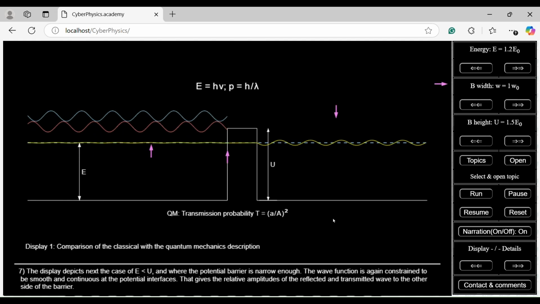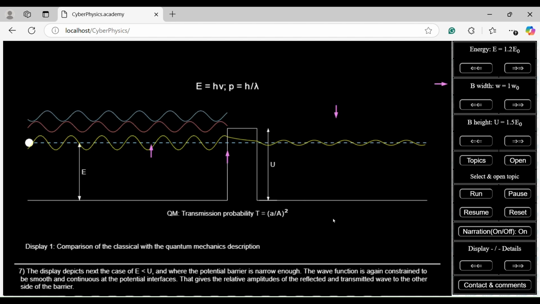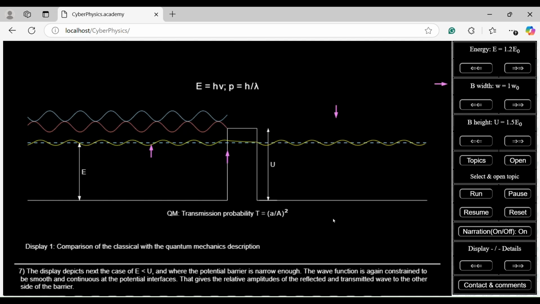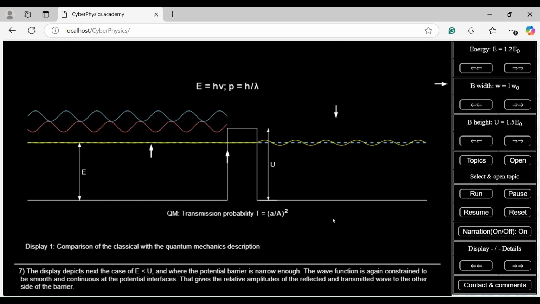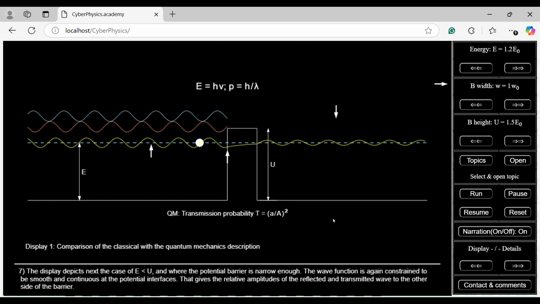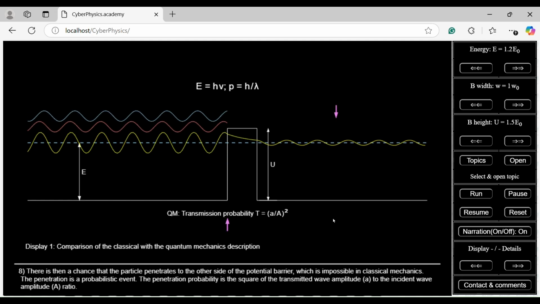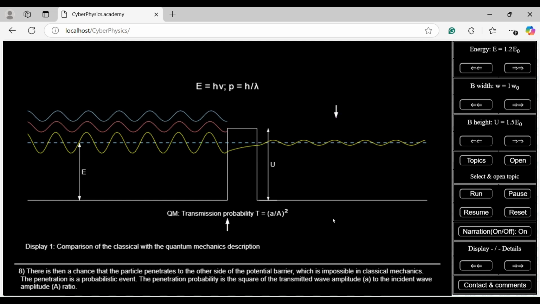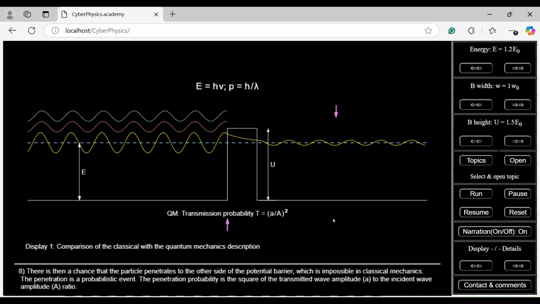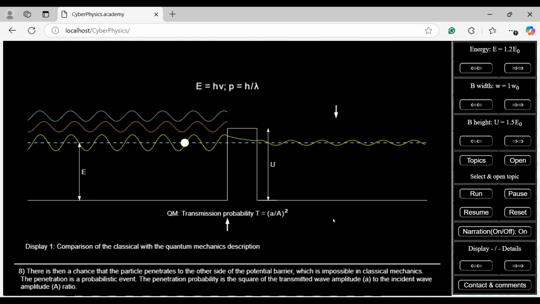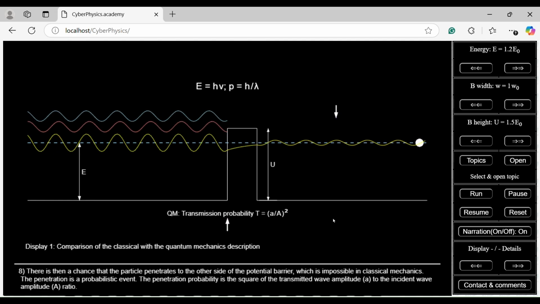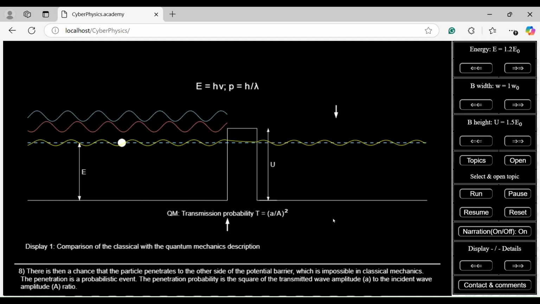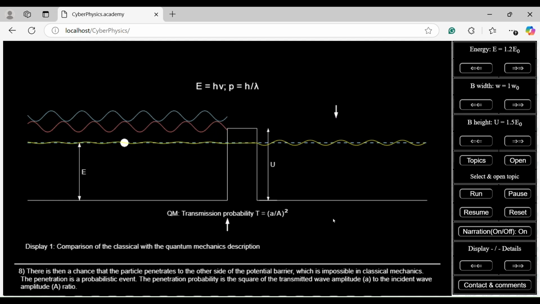The wave function is again constrained to be smooth and continuous at the potential interfaces. That determines the relative amplitudes of the reflected and transmitted wave to the other side of the barrier. There is then a chance that the particle penetrates to the other side of the potential barrier, which is impossible in classical mechanics. The penetration is a probabilistic event. The penetration probability is the square of the transmitted wave amplitude to the incident wave amplitude ratio.